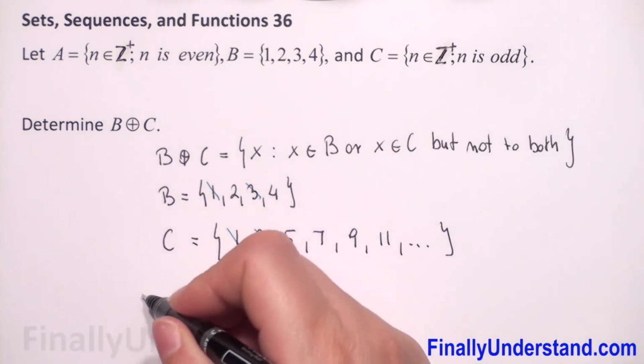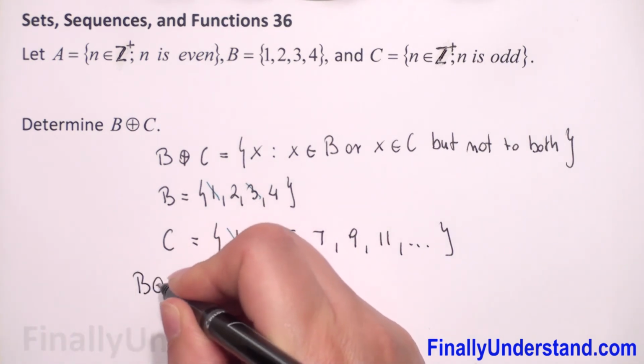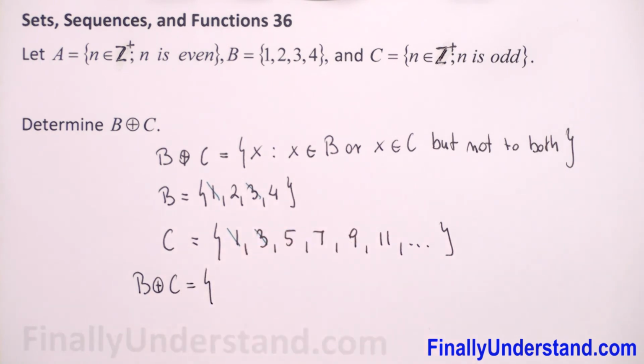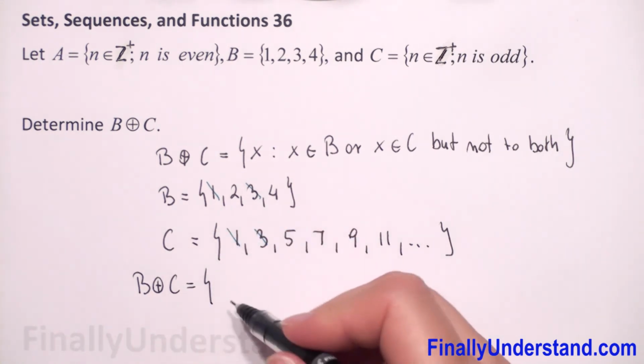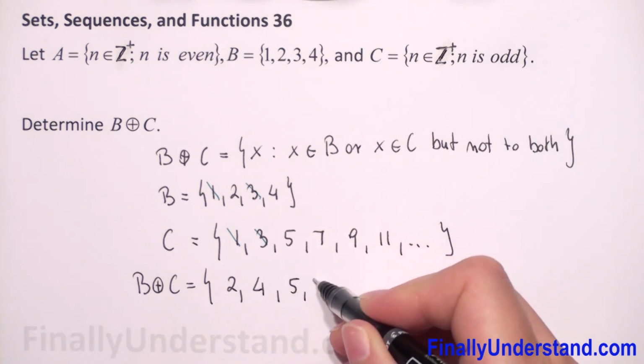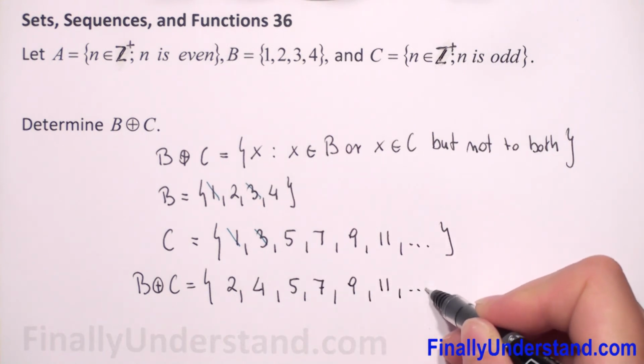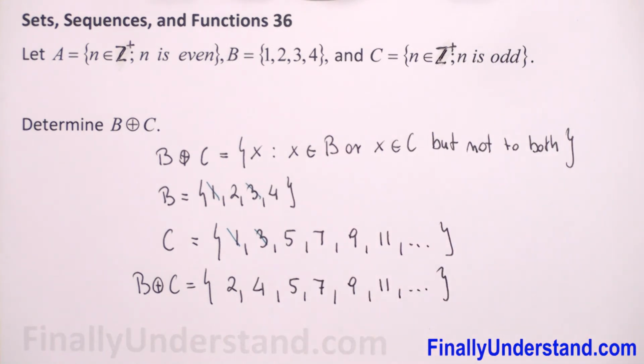So the symmetric difference of sets B and C will be 2, 4, 5, 7, 9, 11, and so on. So this is my solution.